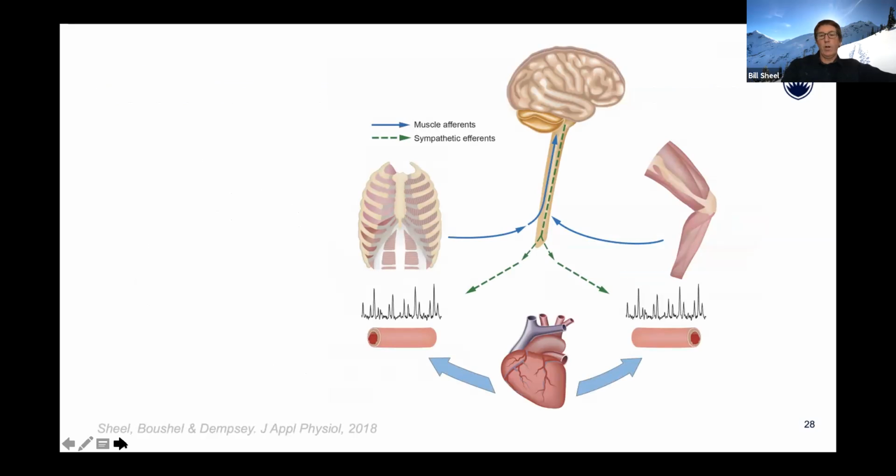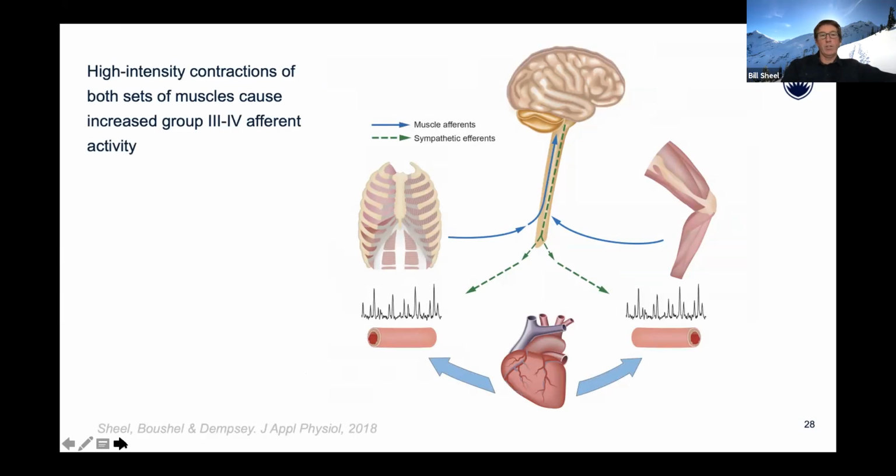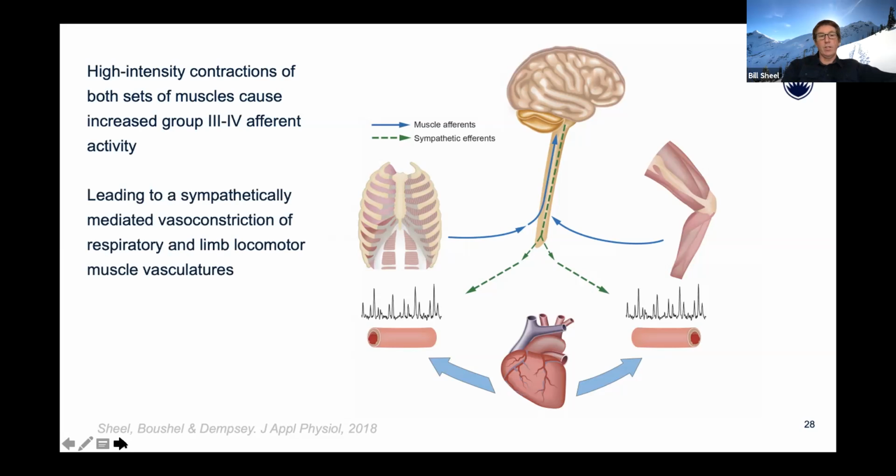And so on the left-hand side is the pulmonary side of the equation, and then the right-hand side is the locomotor muscle side of the equation, with a finite cardiac output to be distributed to different muscular beds. And so the way that we've been thinking about this is that high intensity contractions of both sets of muscles, whether they be respiratory or locomotor, cause an increase in group 3 and 4 afferent activity that project to the brain. And then the efferent signal is a sympathetically mediated vasoconstriction.